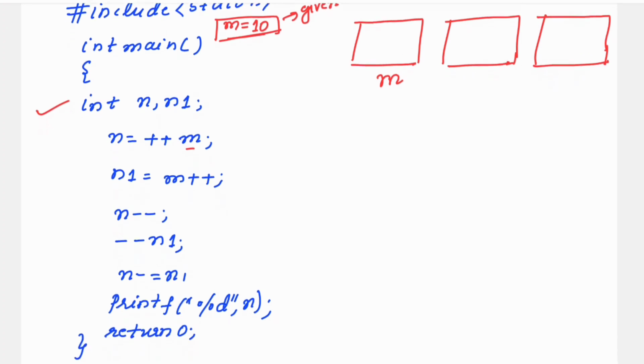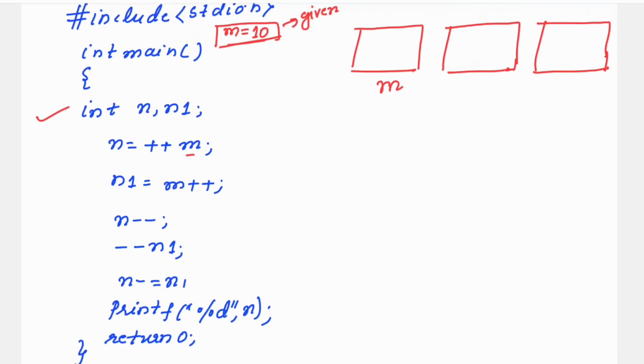Now you are seeing that in the entire program you have three variables. One is m, which is given already. The m value is given to us, m equal to 10. Here m, the second variable is n, the third variable is n1. At present we only know the value that m holds. m holds the value 10, which is given already in the problem statement.